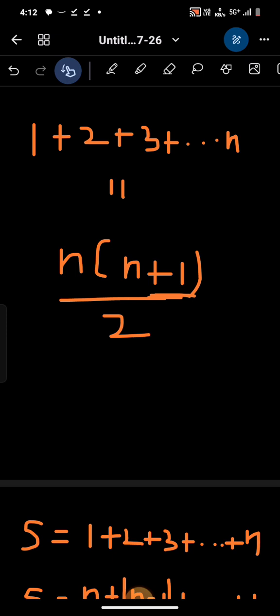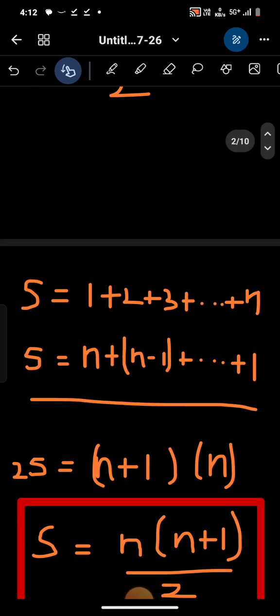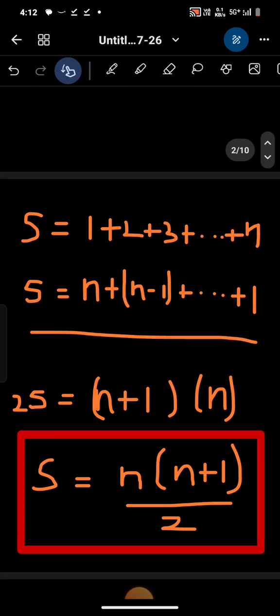So let's denote the sum by S: 1 plus 2 plus 3 plus on and on up to n is S. So if we reverse the sum as n plus n minus 1 plus n minus 2 plus on and on up to 1, it will also be denoted as S, because rearranging doesn't change the value of the sum. So it will also be denoted by S.